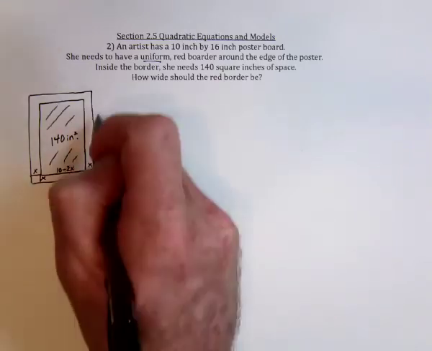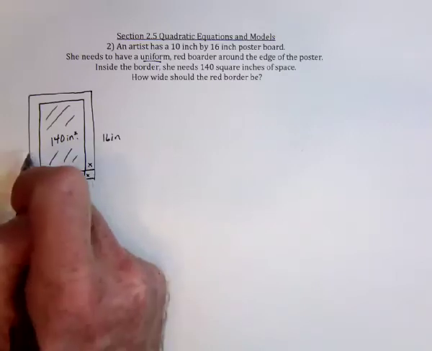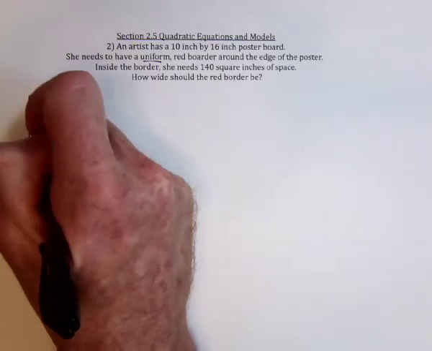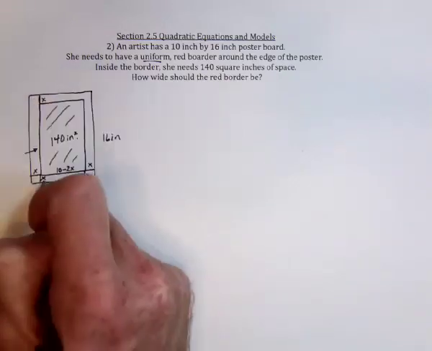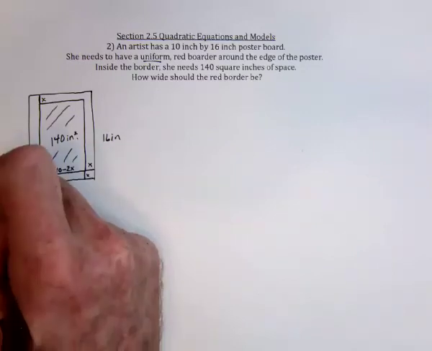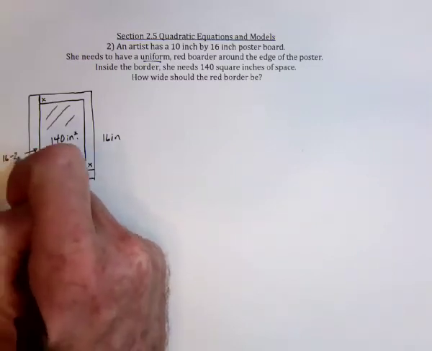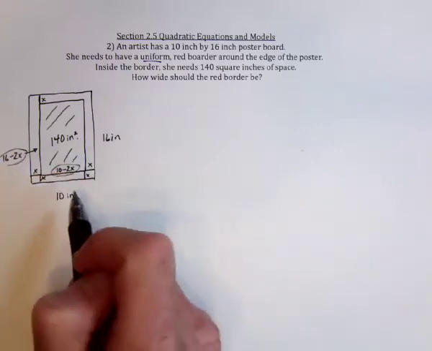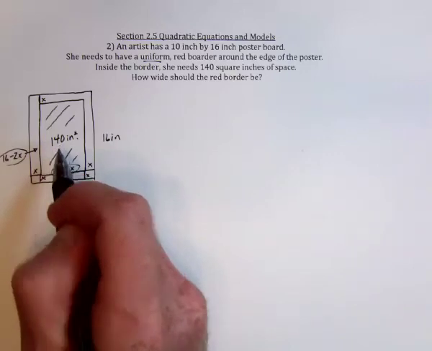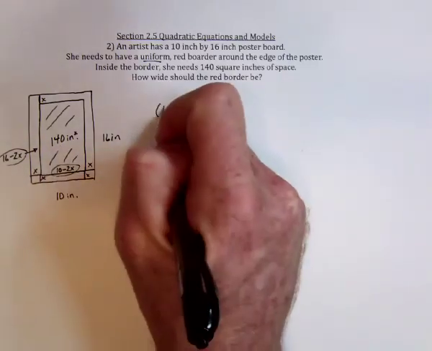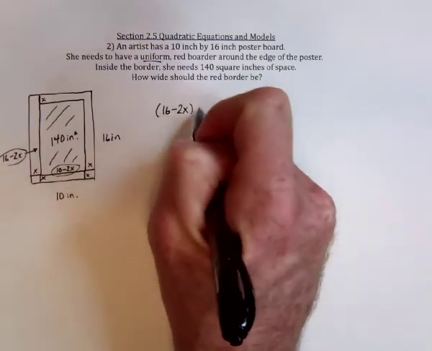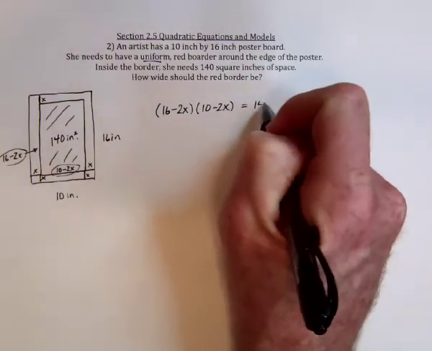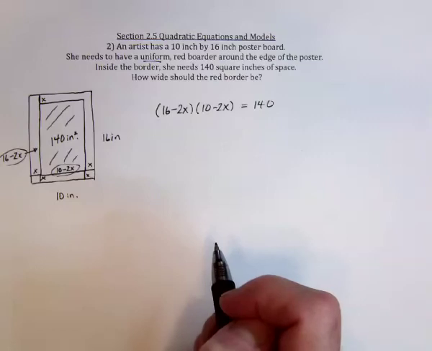Likewise, this side, which used to be 16, I'll put it over here. This side, which used to be 16, now has lost x inches there and x inches at the bottom. So this is now 16 minus 2x. So if we multiply these two sides, that will be the area of 140 square inches. So multiplying a 16 minus 2x with a 10 minus 2x will result in 140 square inches.